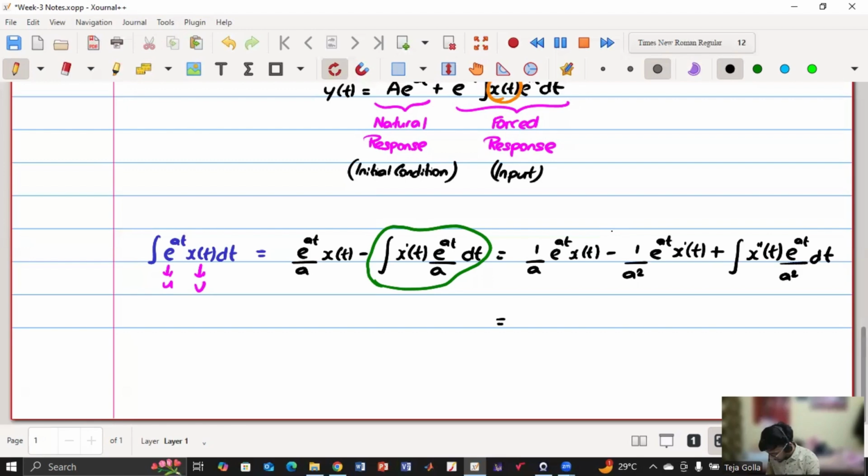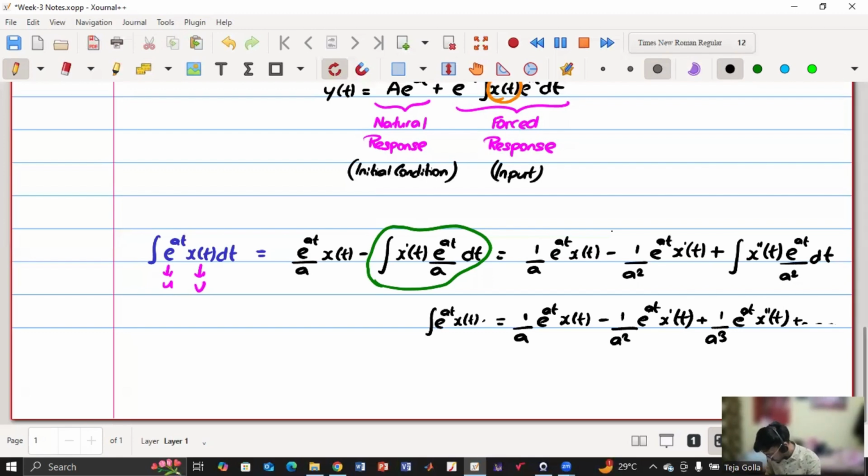So now if I write the infinite series, I'll have this expression: 1 by a e to the power at x of t minus 1 by a square e to the power at x dash of t plus 1 by a cube e to the power at x double dash of t. When I say x dash, it is the first derivative, x double dash means second derivative, and so on. So this is the integral of e to the power at x of t dt.